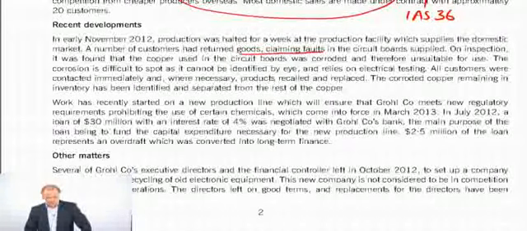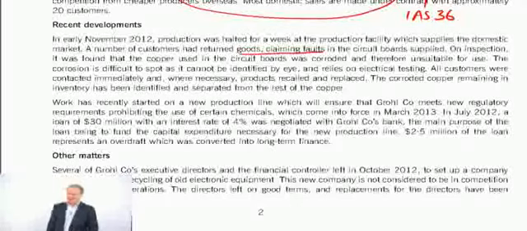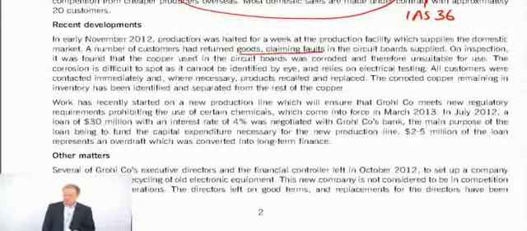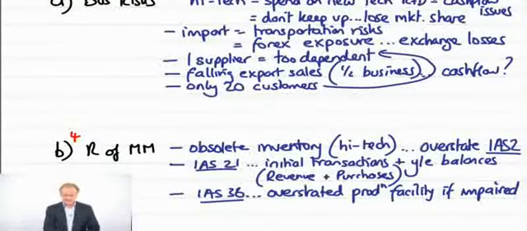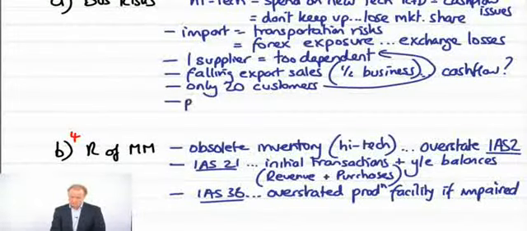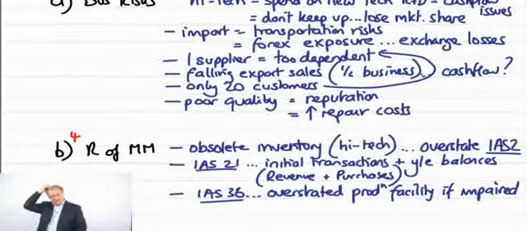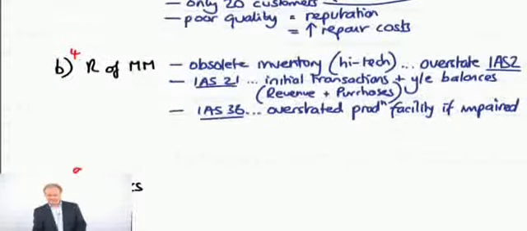Corrosion is difficult to spot, cannot be identified by eye, relies on electrical testing. All customers contacted, products recalled and replaced. The corroded copper remaining in inventory has been identified and separated from the rest. So, business risks. Poor quality products is going to cause reputation issues and increased repair costs. Both are risks to the company, hence business risks.